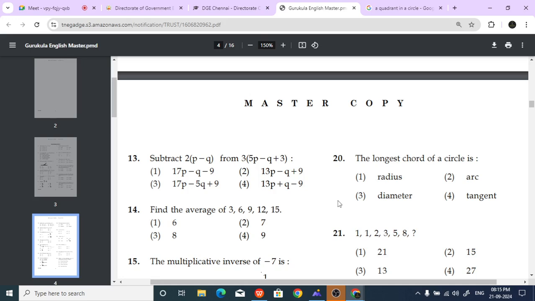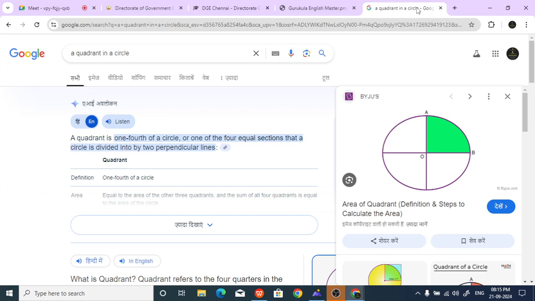So, go to question number 20. The longest chord of a circle is? Diameter. Chord means a line which touches the two ends of the circle. Suppose from here, let's say I draw a line like this. This line, one point is here, another point is here. This is a chord. Which is the longest chord? Obviously, the diameter is the longest chord. So this will be the longest chord. So that is called diameter.